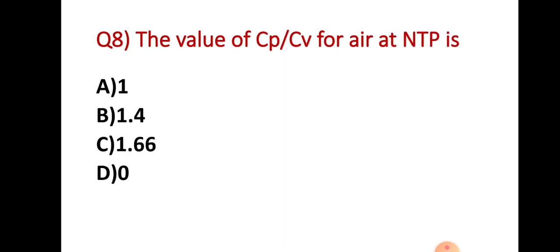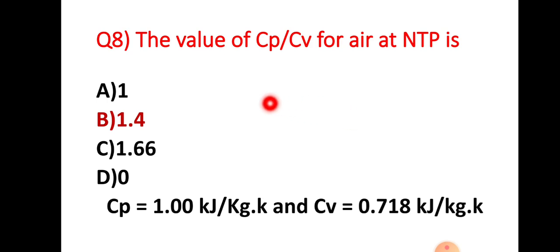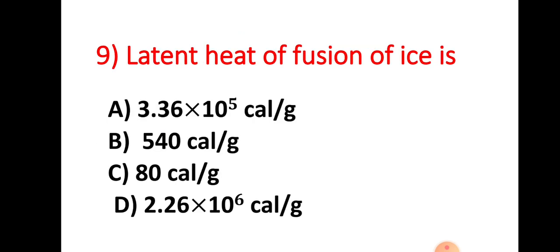Now let us see question number 8. The value of Cp by Cv for air at NTP, normal temperature and pressure, is. Here Cp is specific heat capacity at constant pressure, and Cv is specific heat capacity at constant volume. And the right answer for this question is option choice B, that is 1.4. And we know the values of Cp and Cv, and by dividing these two values, we get our answer for Cp by Cv.